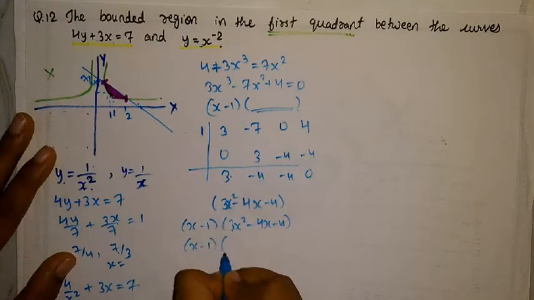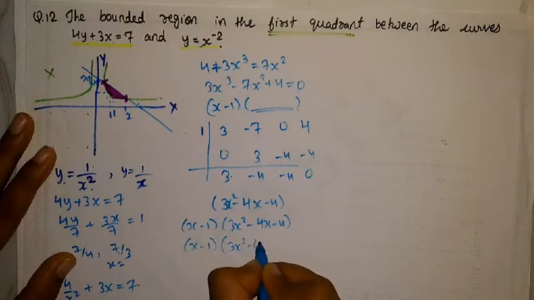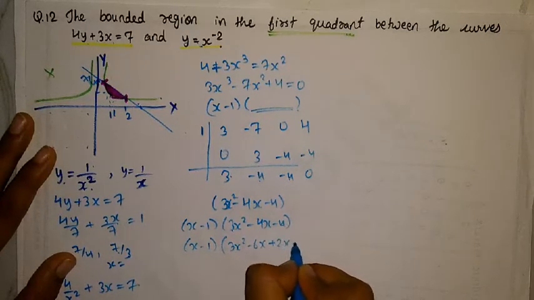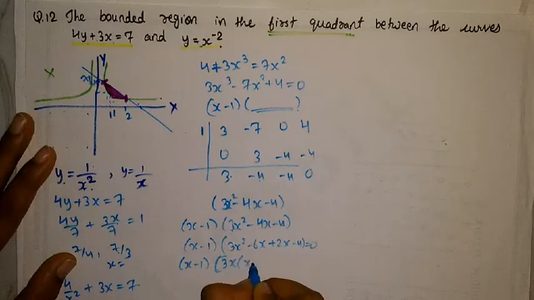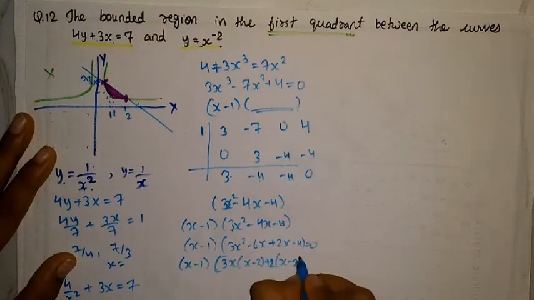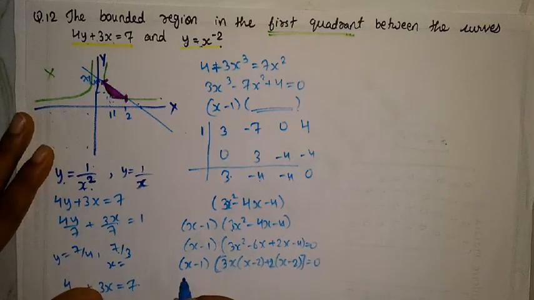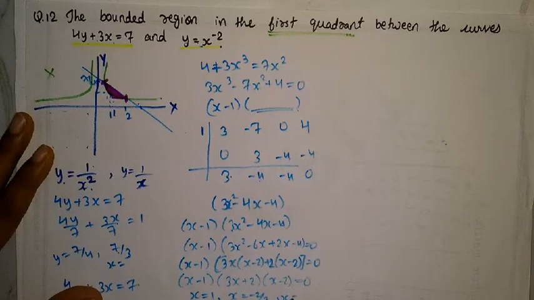So by solving we get 3x square minus 6x plus 2x minus 4 is equal to 0. So x minus 1 into, let's take 3x common, x minus 2 plus 1, x minus, here 2 common, x minus 2 is equal to 0. So what is our final equation? x minus 1, 3x plus 2 into x minus 2 is equal to 0. So x is equal to 1, x is equal to minus 2 by 3, x is equal to 2.